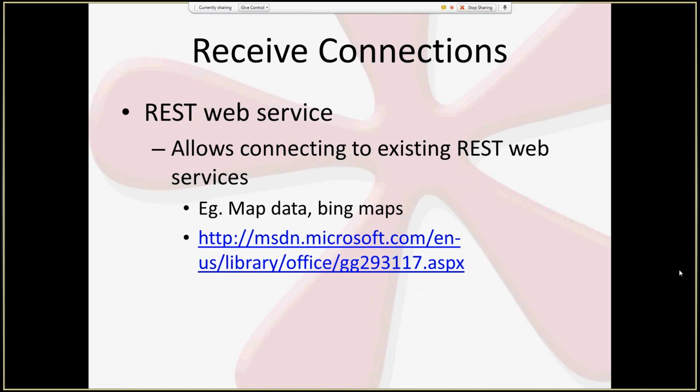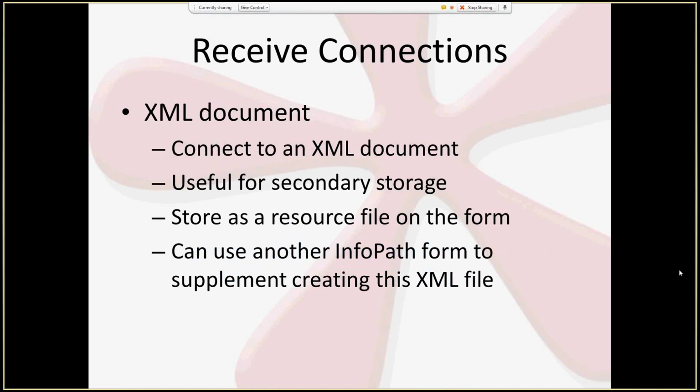Another different type of web service is a REST web service. This is brand new to 2010. They added REST web service to data connections. It basically allows you to connect to an existing REST web service. There's a bunch of REST web services available out there on the internet. A lot of popular ones are just map data. You can actually bring map data into your InfoPath form if you want to show a map. That's really, really useful. You can do a search through Bing Maps or Google Maps if you wanted to. And I do have a link on this slide if you are interested in figuring out more about REST web services.